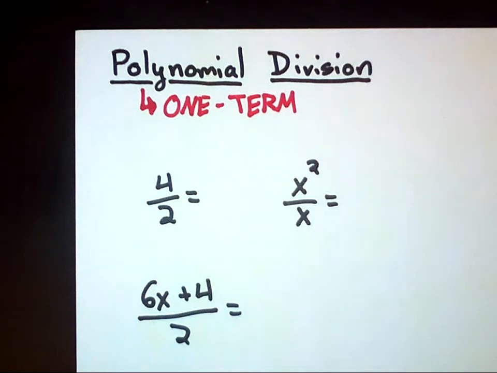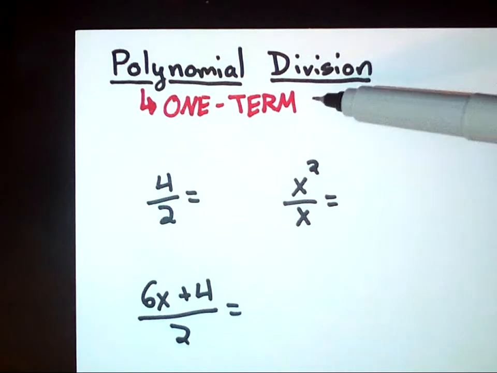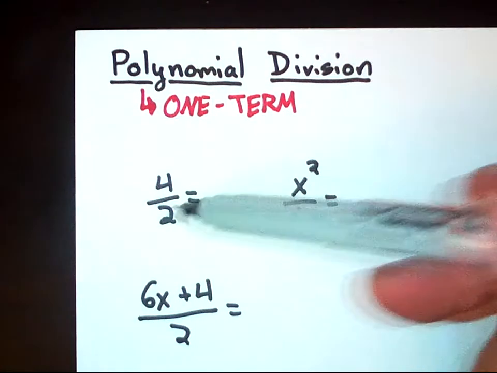Fordham here. We're going to talk about polynomial division today, but just one term. As you'll see in a later video, there actually is when we divide by two terms, and if we really wanted to, 3, 4, 5 terms. But we're just going to focus on one term today. Now, what one term means is you're dividing by one term.